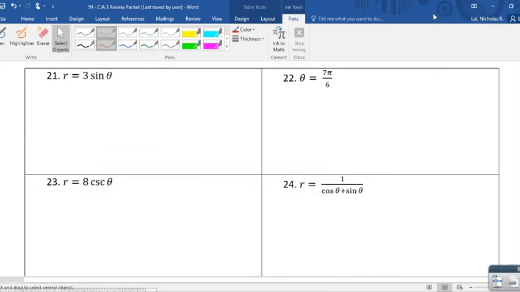All right. So the last section, we were converting rectangular equations to polar form. Now this section, we are converting polar equations to rectangular form.